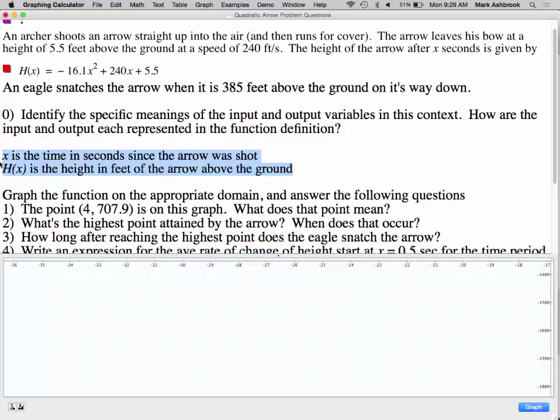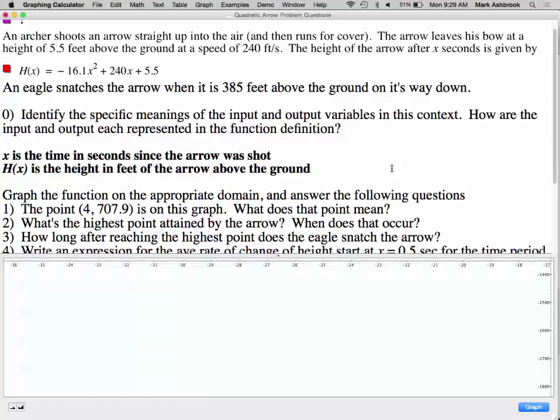And as you're working, you're keeping in mind what your variables are. X is the time since the arrow was shot. H of x is the height in feet of the arrow above the ground.